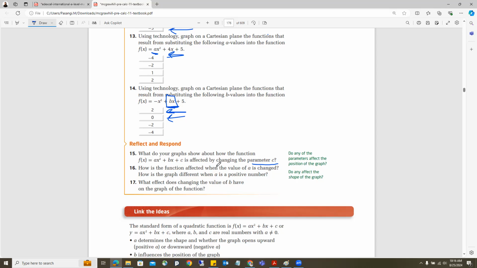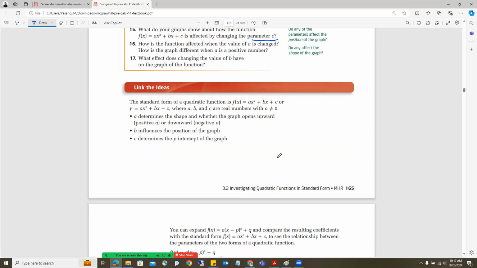Okay, that's correct. How is the function affected when the value of a is changed? It gets narrow or stretched, and it is concave up or concave down. We can conclude whether the graph opens upward or opens downward. Then, what effect does a change in the value of b have? If we change the value of b, the graph shifts left to right. Yes, that's how it is.